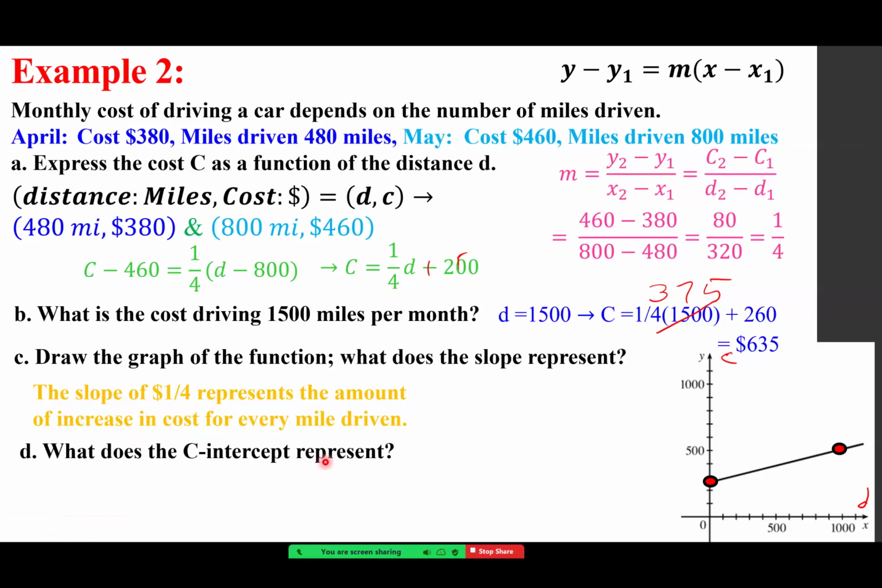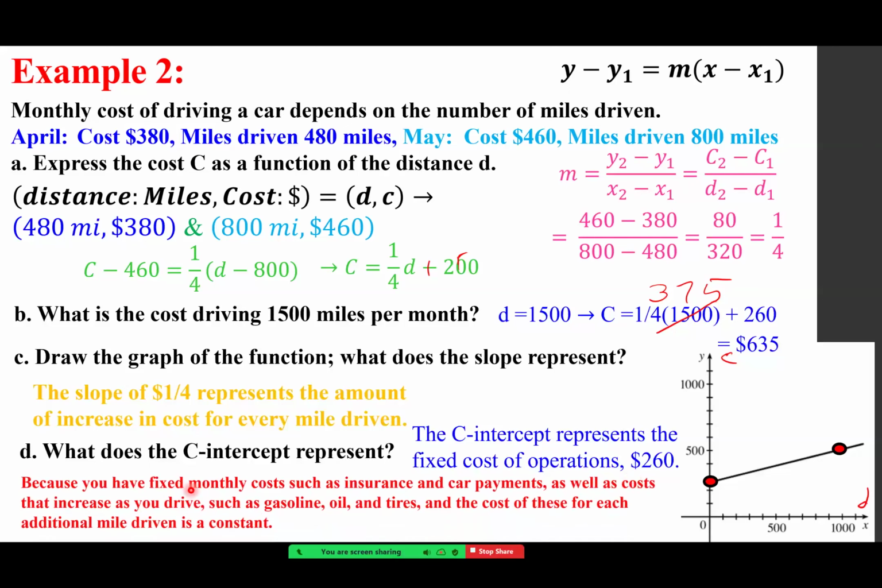What does the c-intercept, instead of the y-intercept, we're going to call it the c-intercept, represent? It represents the fixed cost. In other words, the c-intercept represents the fixed cost of operations, which is $260, because you have fixed monthly costs such as insurance and car payments, as well as costs that increase as you drive, such as gas, oil, and tires, and the cost of these for each additional mile driven is a constant. That's, of course, the assumption. It's a linear function.